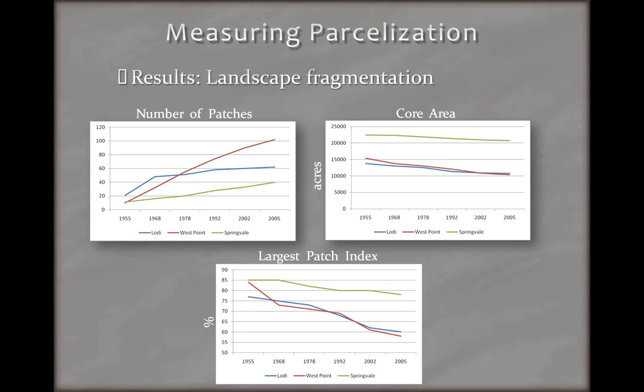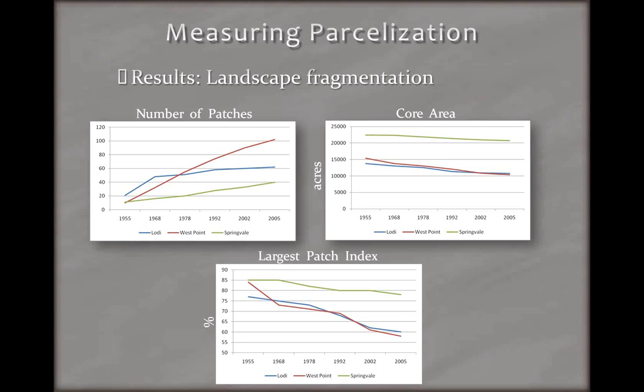And similarly with the core area, we found the core area in West Point decreased more than you saw in Lodi, albeit not as much, but still it decreased more. And the largest patch index, which is a measure of the largest patch size of a landscape, we saw that decrease mostly with West Point. And so just looking at the aspatial metrics, the number of parcels and the average parcel size, one would conclude that Lodi experienced the most parcelization, when in fact, because of its pattern, did not.